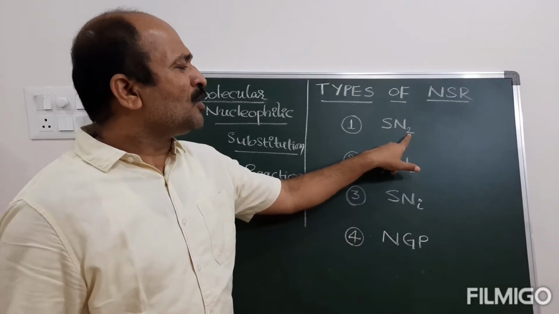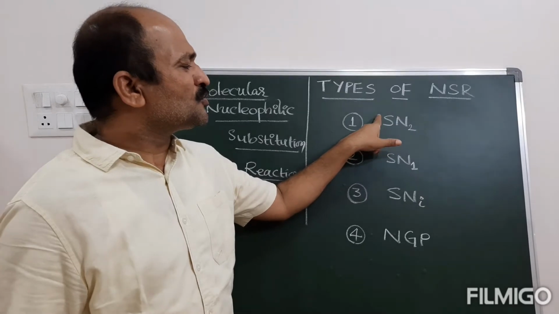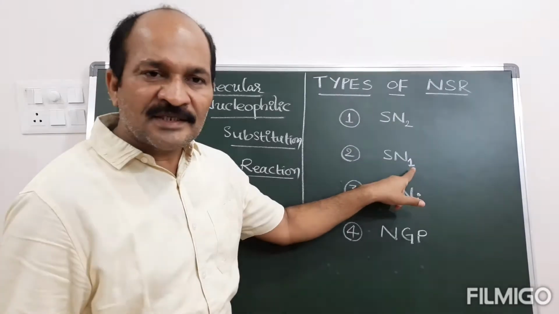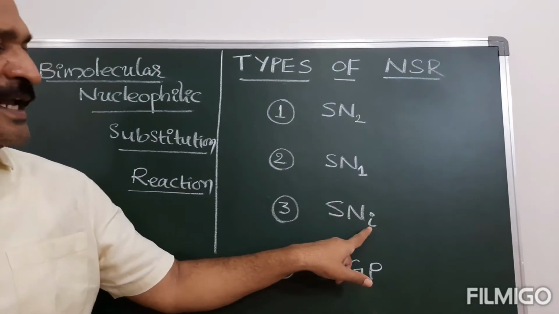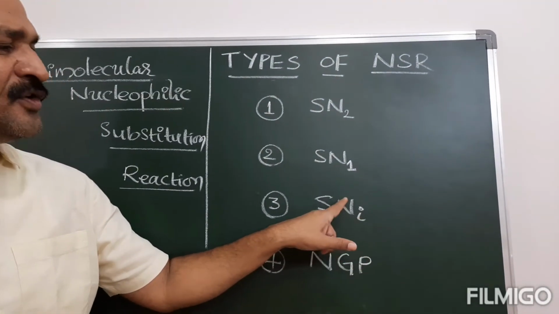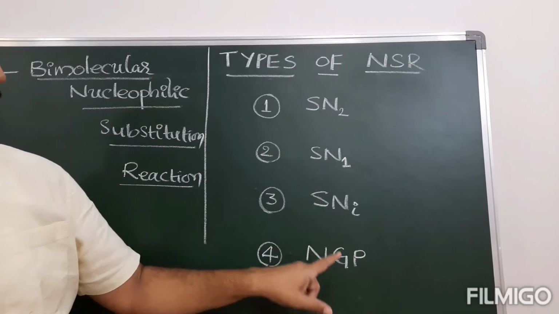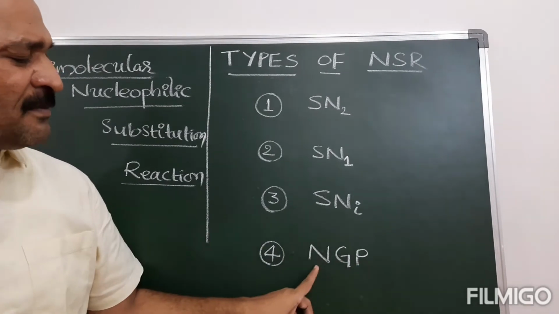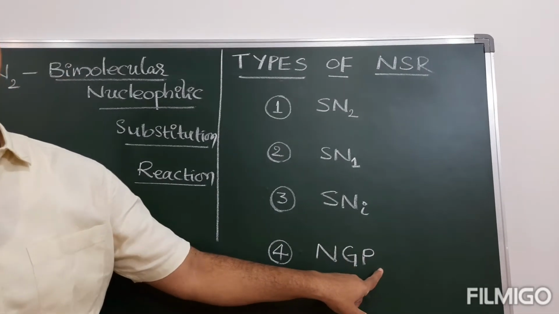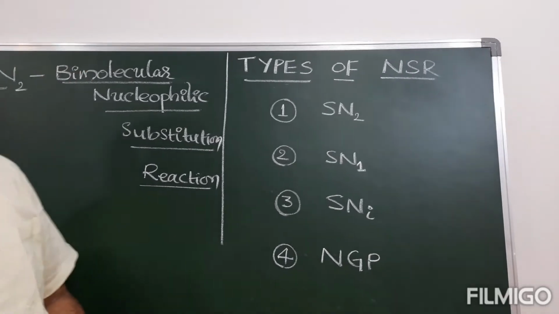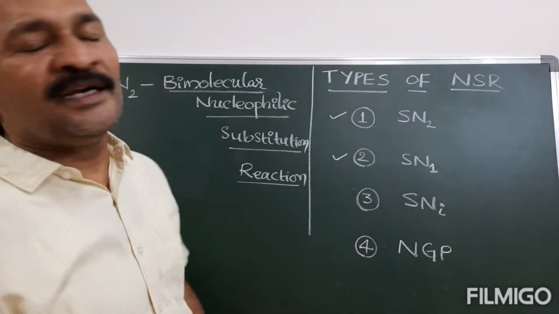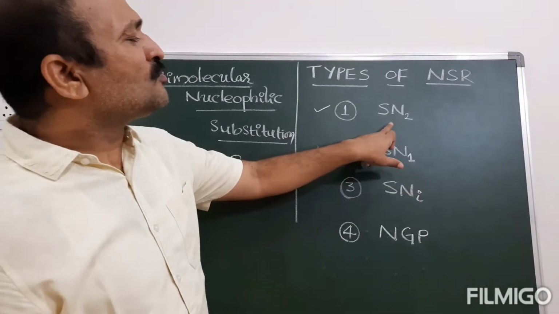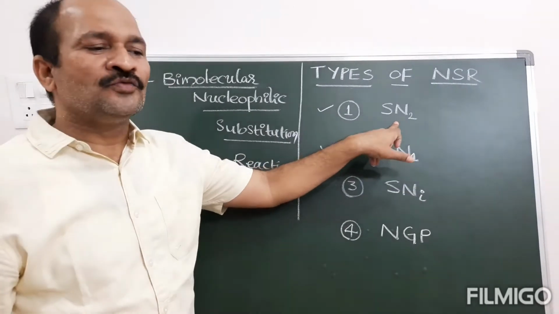SN2 means bimolecular nucleophilic substitution. SN1 means unimolecular nucleophilic substitution. SNi means internal nucleophilic substitution. And NGP means neighboring group participation in substitution reactions. Today we are going to discuss SN1 and SN2 in this part. First we are going to discuss SN2.